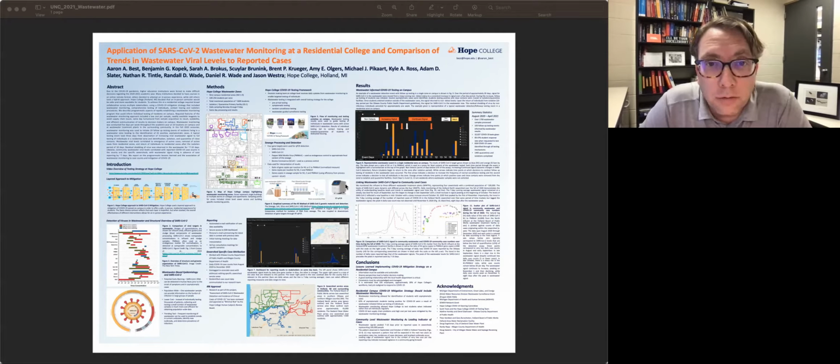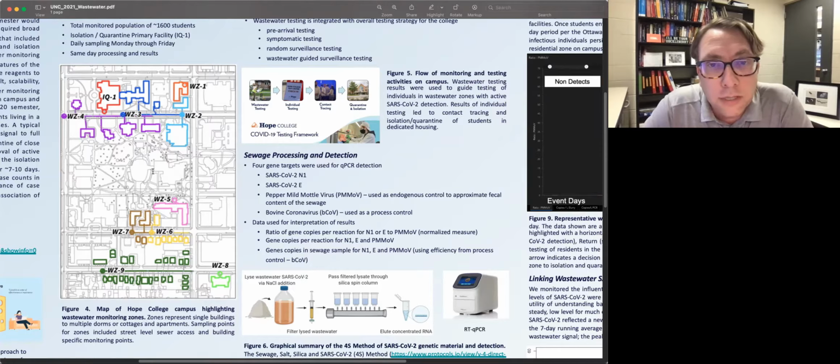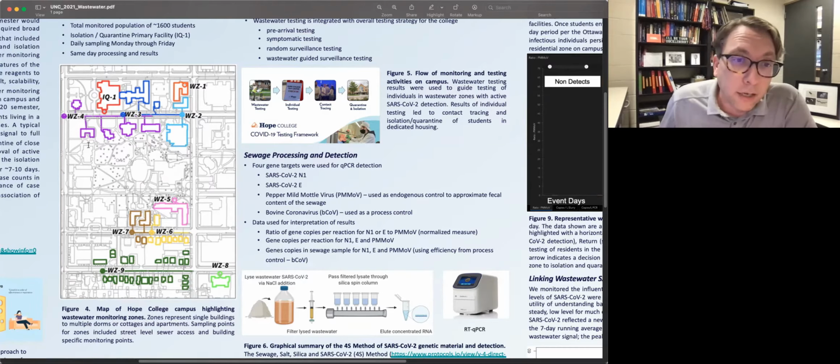Our strategy was essentially to utilize wastewater-based epidemiology targeting SARS-CoV-2 to help us to target testing of individuals on campus to those that had an indication of a need for tests. So to do this, we divided our campus into 9 different residential zones. Each of those zones had about 90 to 250 students in them, living in dorms or cottages or apartments. We also had an isolation and quarantine zone on campus that we monitored as well.